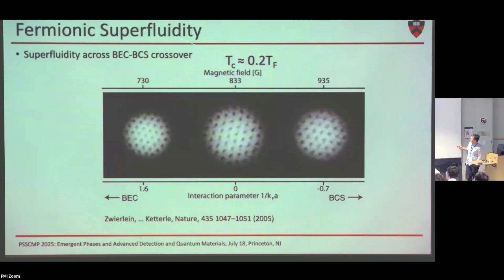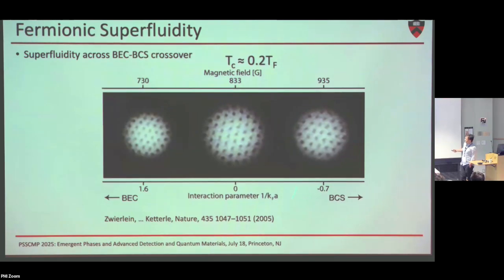So again, using the same technique that I told you about, of stirring and imparting rotation or effective magnetic fields, by 2005 people were able to show that across this entire BEC and BCS crossover, tightly bound pairs and long-range Cooper pairs, the system does form vortex lattices, showing that indeed you have superfluidity. And one of the notable features is that right in between, where the interactions are strongest, you get extremely high superconducting transition temperatures that are as high as about 0.2 TF.